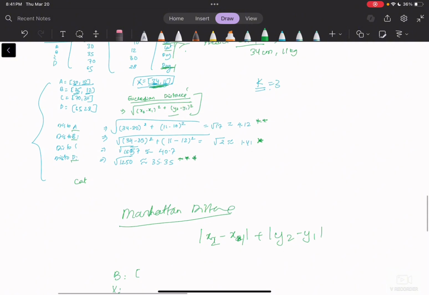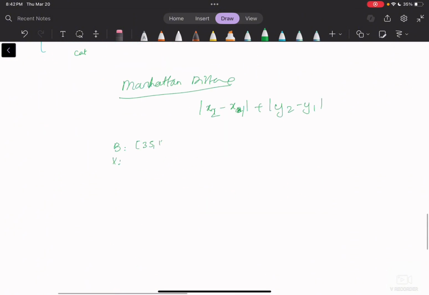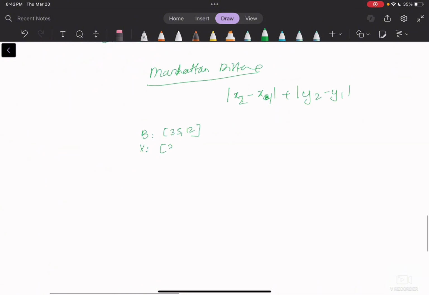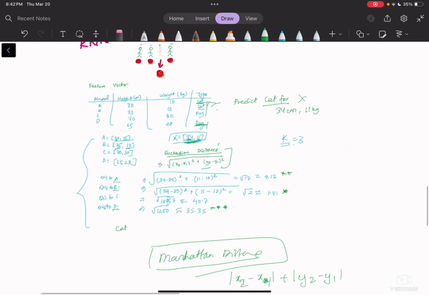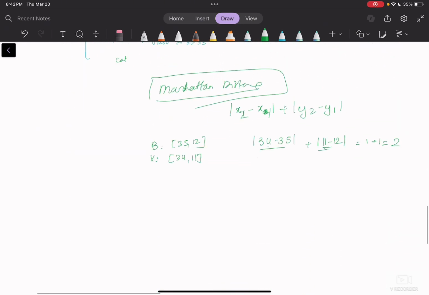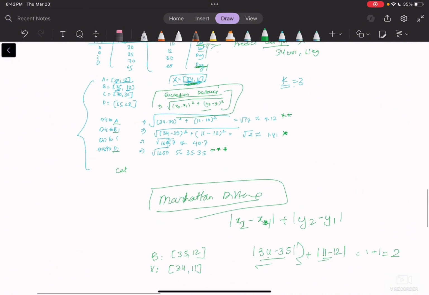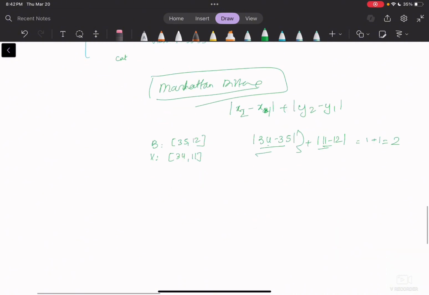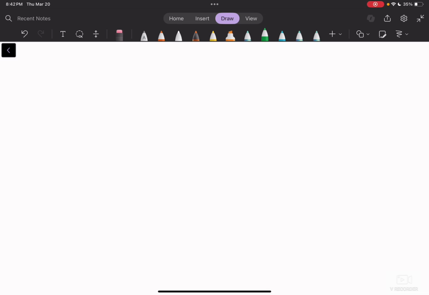Our B vector was 35, 12, and then our X vector was 34, 11. So Manhattan distance in that case would be just 34 minus 35 plus 11 minus 12, and that's just 1, and that's just 1 because we're taking absolute, so that would be 2. So that's another way of calculating distance, Manhattan distance, but yeah, we use Euclidean here, and this one's just Manhattan. The difference is we're taking absolute here, whereas here we were squaring it and then taking the square root of the whole thing.